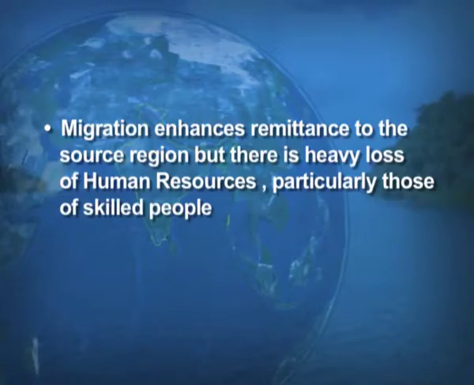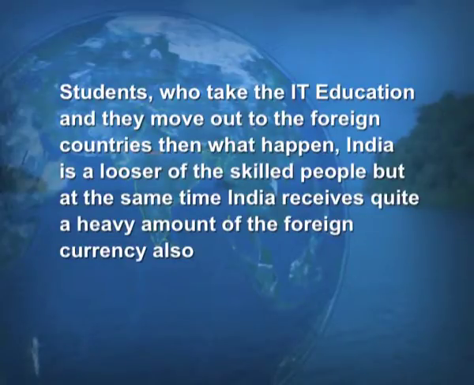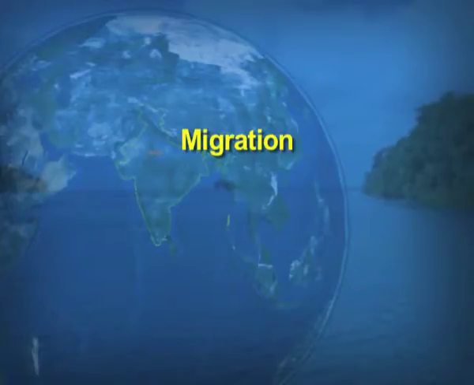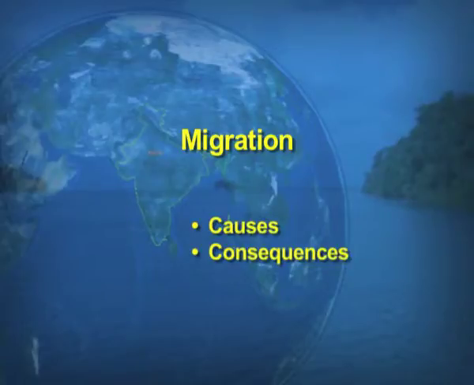Migration enhances the remittance to the source region, but there is a heavy loss of the human resources. For example, children, when our IT professionals, when the students take the IT education and they move out to foreign countries, then what happens? India is a loser of the skilled people, but at the same time India receives quite a heavy amount of foreign currency also. So, children, till now we have discussed the chapter migration, their causes and consequences.